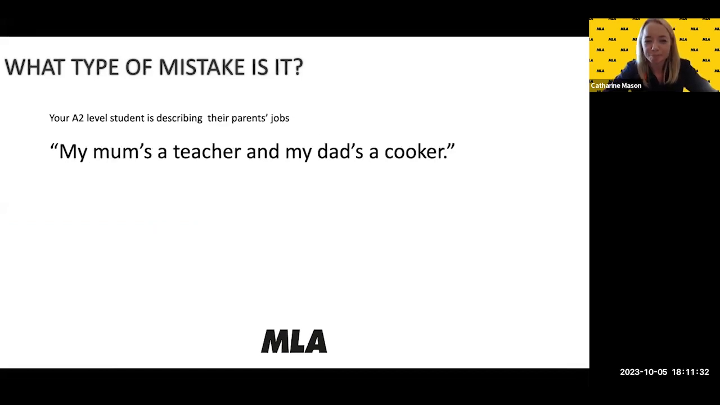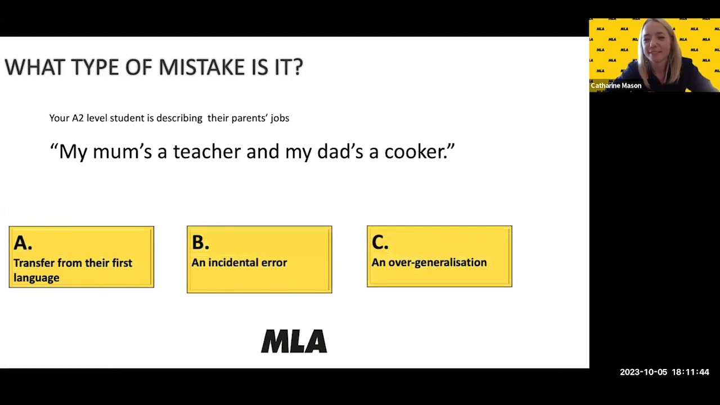Okay, next one. This comes from an A2 level student who's describing their parents' jobs. They say, "My mum's a teacher and my dad's a cooker." A, B, or C, the same ones we have: a transfer from the first language, an incidental error, or an overgeneralization. Obviously, we're talking about the fact that cooker is not what you'd call someone who cooks.